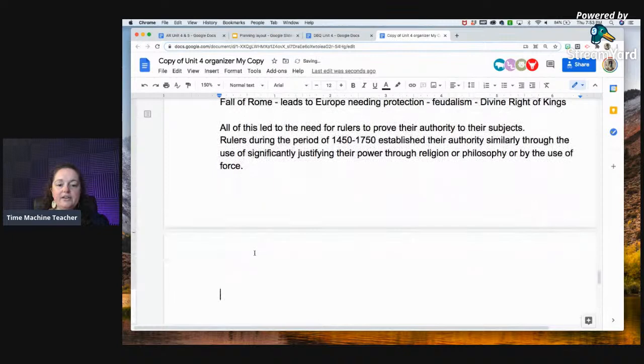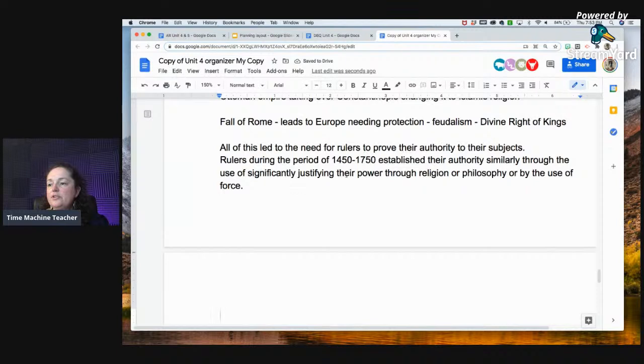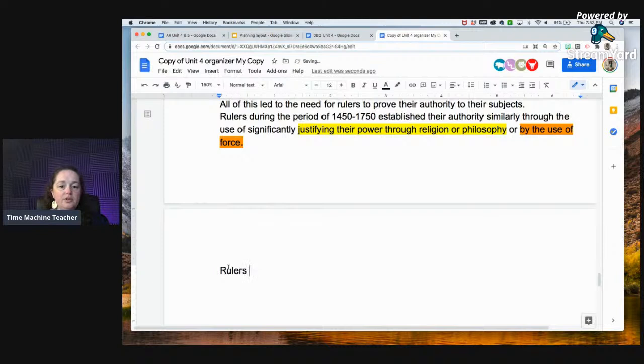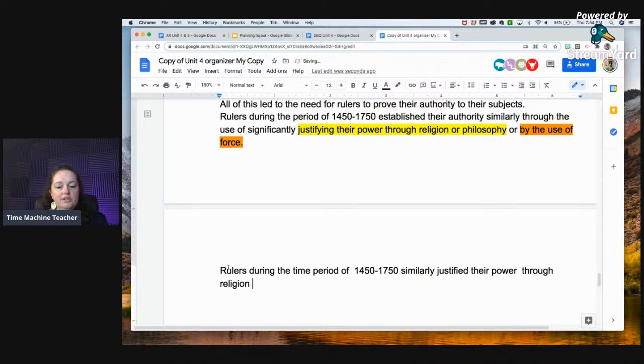Then you're going to tear this down and make it into paragraphs. So our first one is justify their power through religion and philosophy. And the second one is by use of force. So our first paragraph, you need to have rulers during the time period of 1450 to 1750, similarly, justified their power through religion or philosophy in a significant way. So that's what we're arguing.